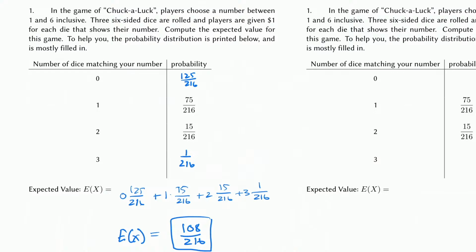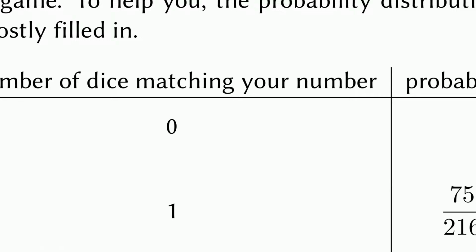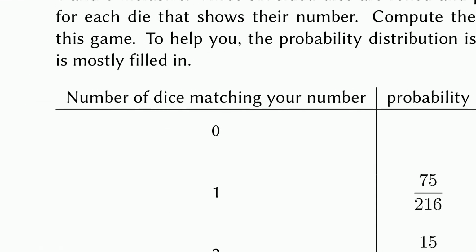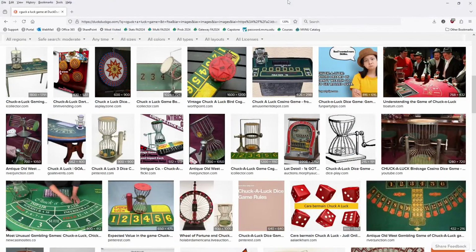Okay, so let's see what I did. First things first, we need to know the probabilities of 0 matching your number. So like you're picking a number. Oh, I did look up Chuck-a-Luck. I did a DuckDuckGo search, and here's what I got. So I was very excited, although I was surprised. So there's all these images.